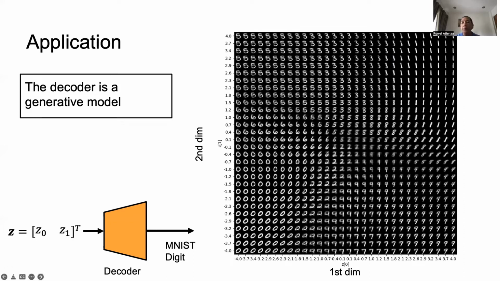This is an important property and one of the applications of autoencoders. Its decoder can be used as a generative model. It can generate new arbitrary images given random latent vector values. It is like a factory of digits.